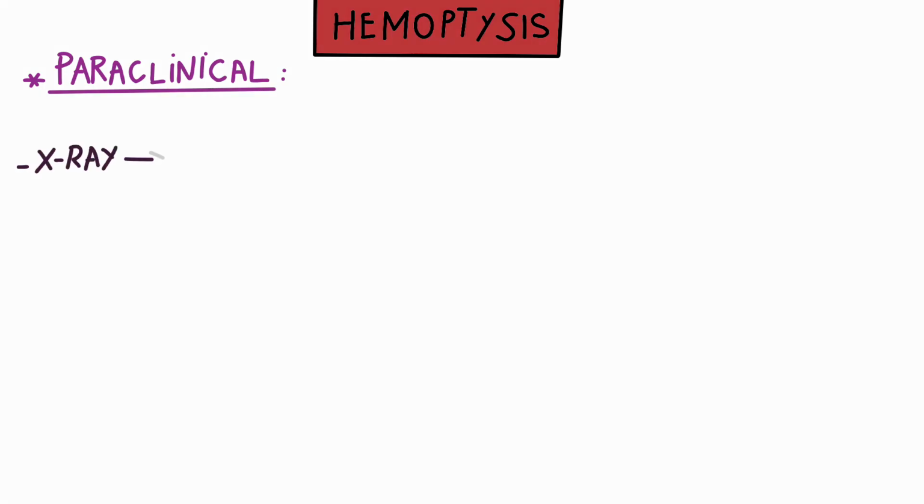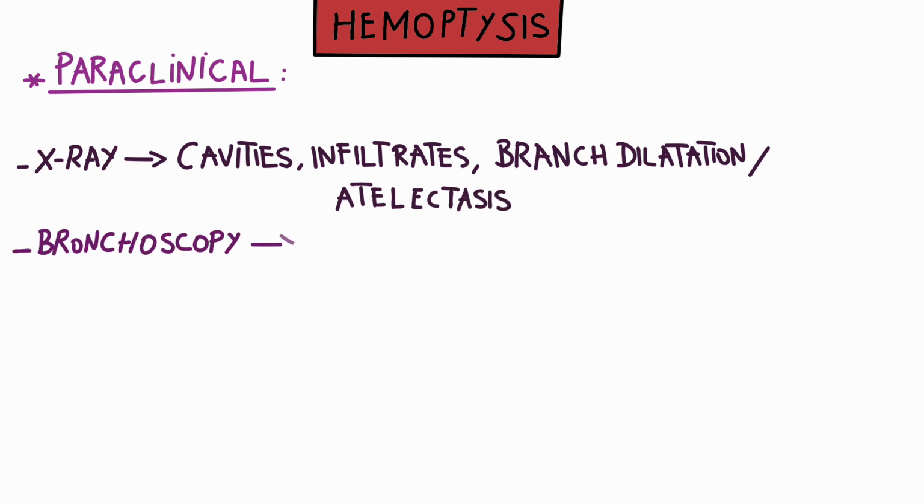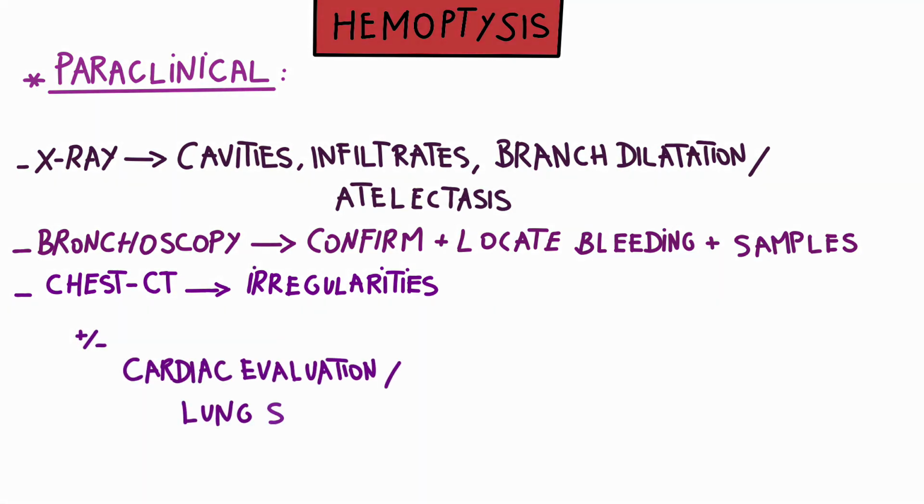An X-ray of the chest may show direct indicators such as bronchodilation or indirect symptoms, for example, atelectasis. Bronchoscopy is performed to confirm the diagnosis, locate the source of the bleeding, and collect samples. Chest CT is more sensitive than chest X-ray and can detect vascular abnormalities as well as offer information about the bleeding lesion. Cardiac evaluation and lung scintigraphy may also be carried out.